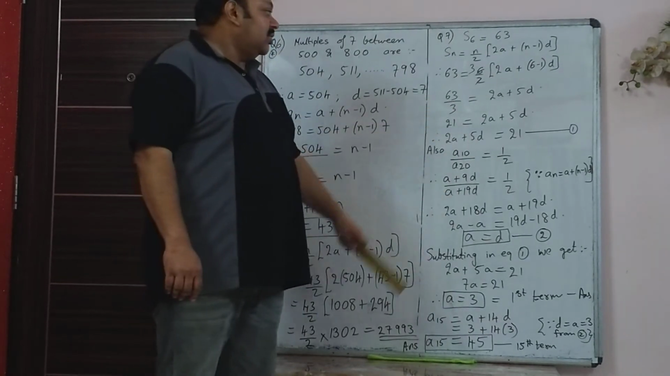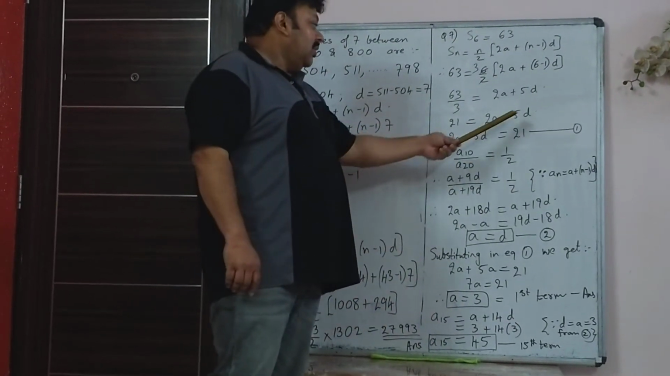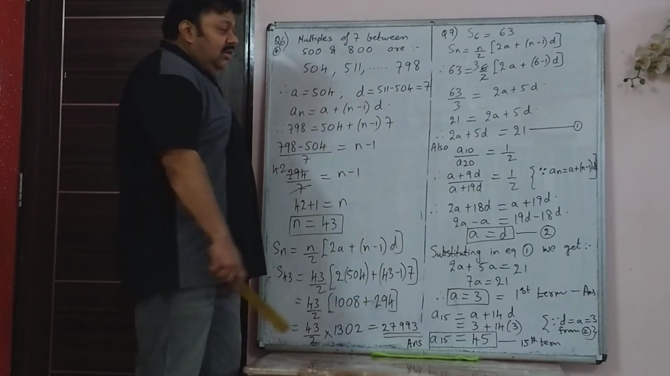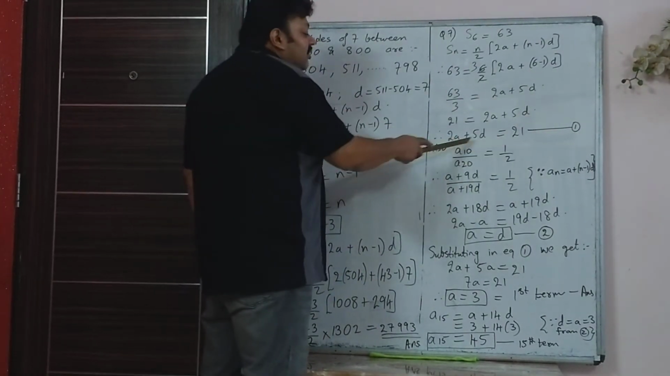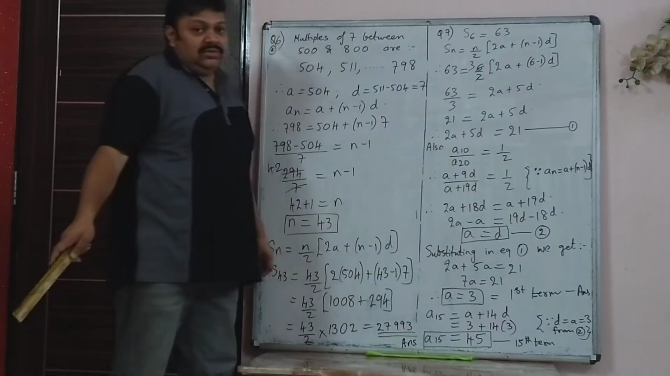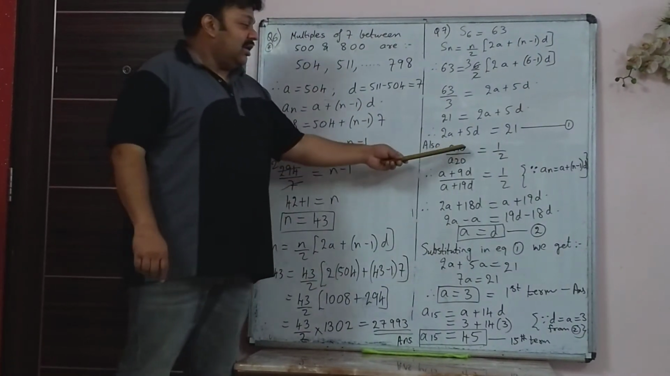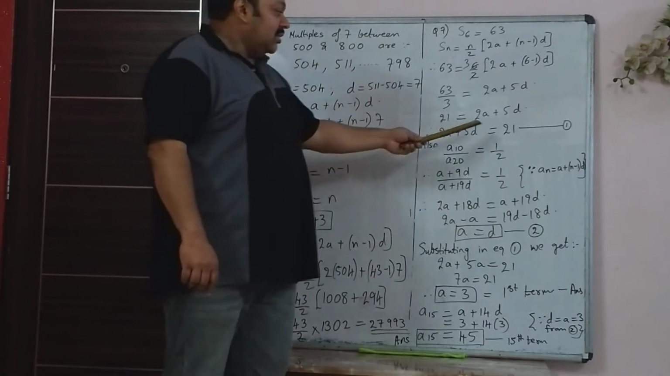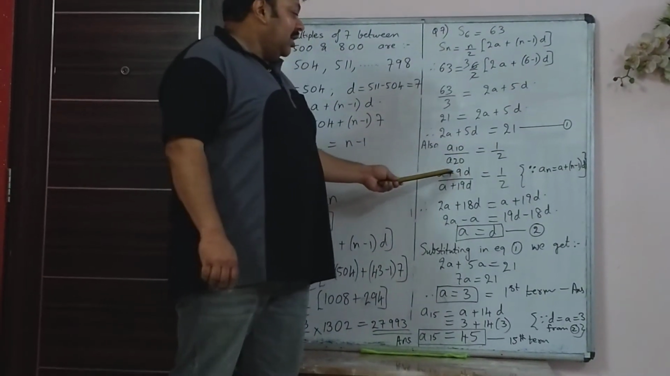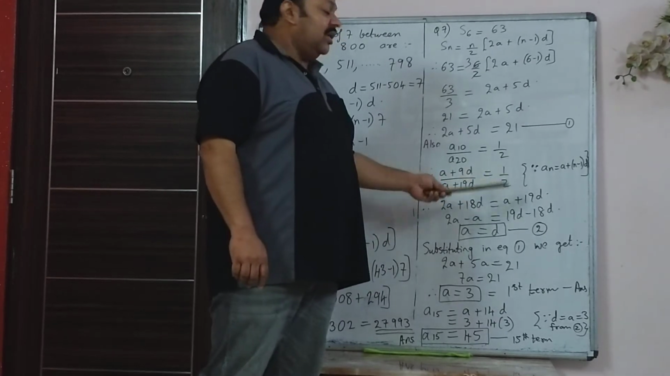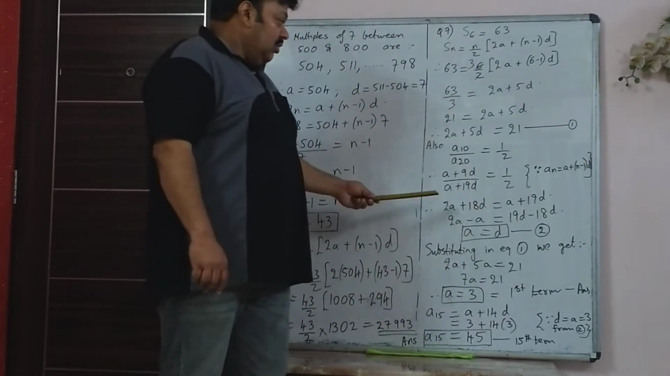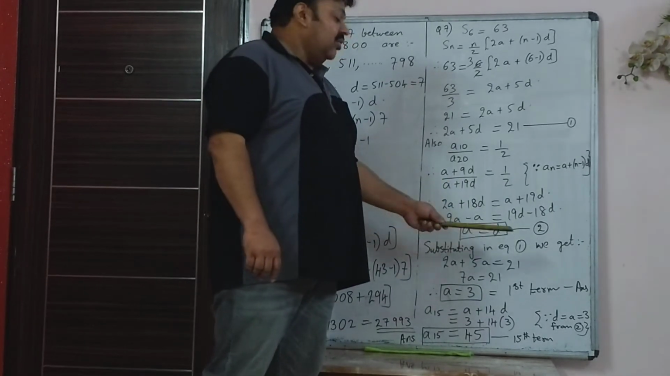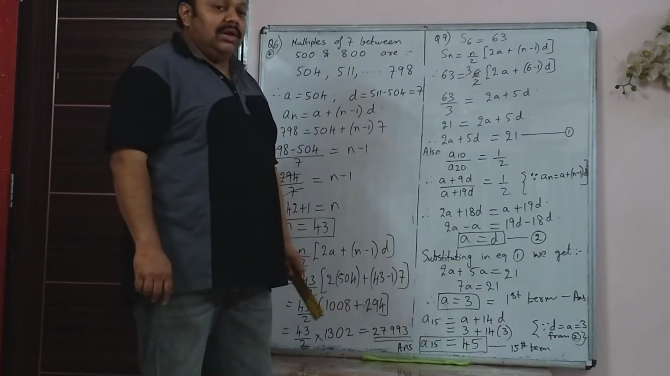So 2a plus 5d is 21, that is equation number 1. Then you have to use the second condition which is given in the question. The question says a10 upon a20 is 1 by 2. So using this condition, you will write (a plus 9d) upon (a plus 19d) is 1 by 2. From that, when you cross multiply and simplify, you will get a is equal to d.